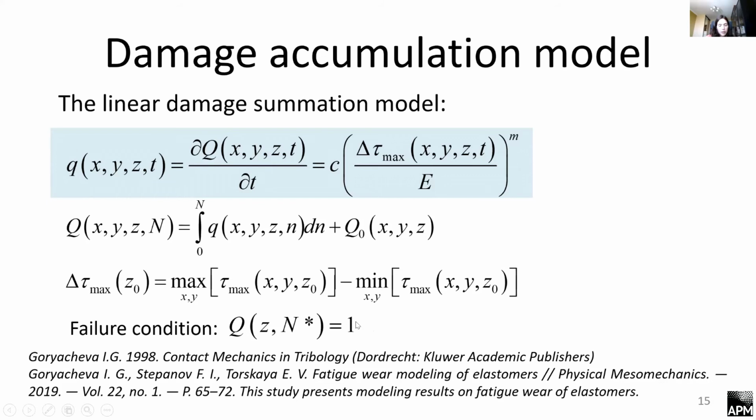And the failure condition in normalized version looks like the Q function is equal to, so when we solve this equation, we will receive the number of cycles when the instant failure will occur.